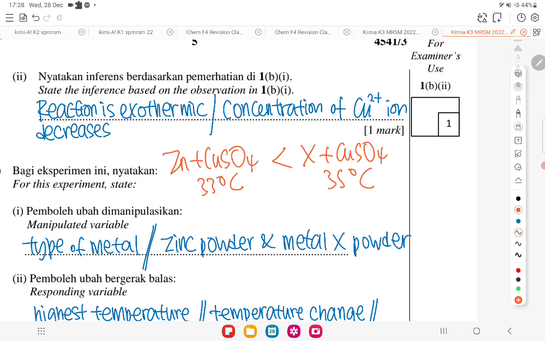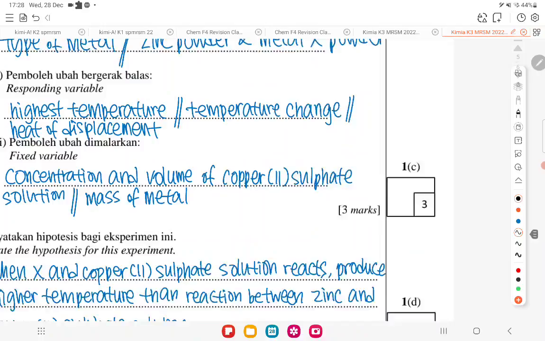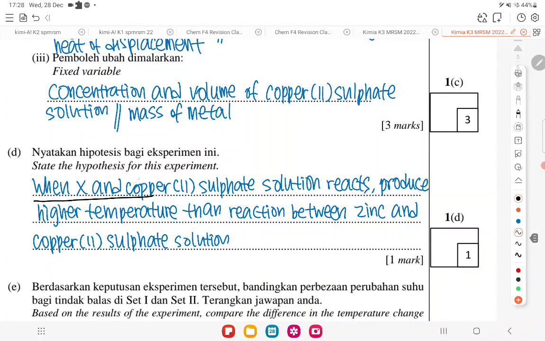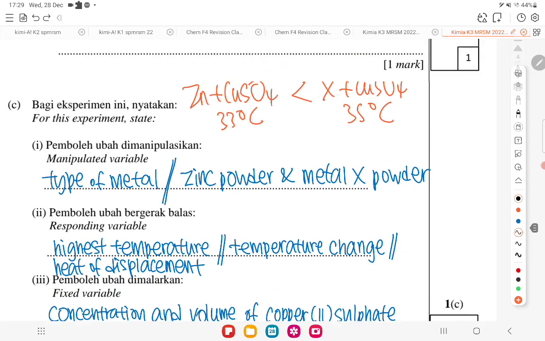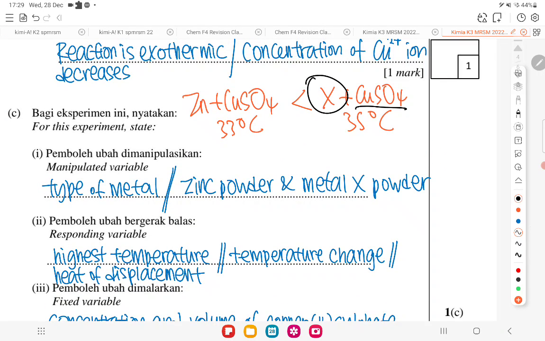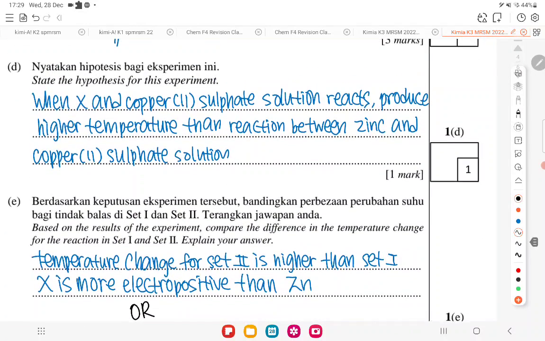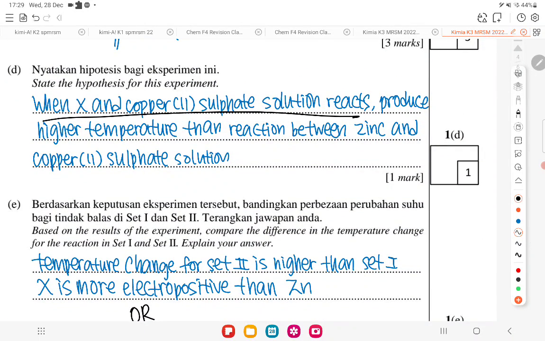Okay, so you can write something like this: when X and copper sulfate solution react, when you mix X and copper sulfate together, it will produce a higher temperature than zinc and copper sulfate. True or not? When you add X and copper sulfate, the temperature you get is higher than zinc and copper sulfate. This one is 35, this one only 33. So the answer is this: when X and copper sulfate mix together, the temperature is higher than zinc and copper sulfate.